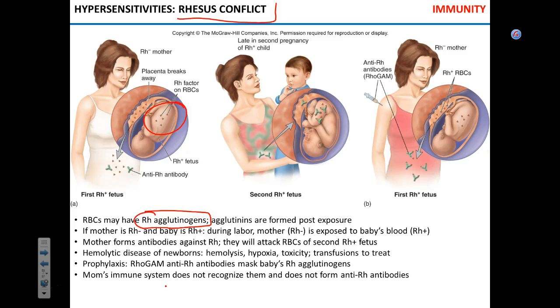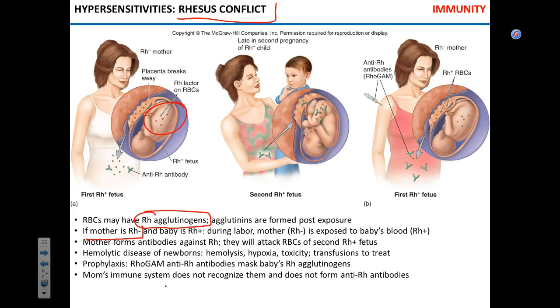except for one moment during delivery, during the detachment of placenta. It's a short moment when fetal blood and mother's blood mix. So mother becomes exposed to Rhesus positive red blood cells. And remember, mother is Rhesus negative. In response to baby's Rhesus positive red blood cells, mom develops antibodies. Is baby harmed? No. Baby's fine. Baby's delivered. Baby's okay. But mother now has antibodies to the antigen.